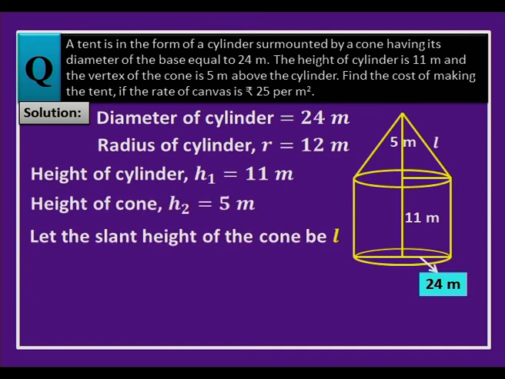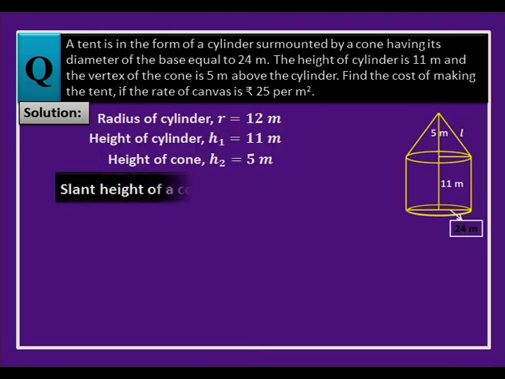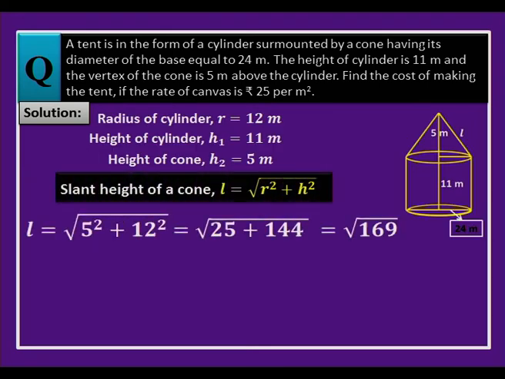Now, what is the value of slant height, children? Yes, we need to calculate using the relation L is equal to root of r square plus h square. Now, let us find the value of L, children. So, L is equal to root of 5 square plus 12 square, where h is equal to 5 and r is equal to 12. On substituting this, you get root of 169. So, what is root of 169, children? Yes, 13. Therefore, the value of L is 13 meters.